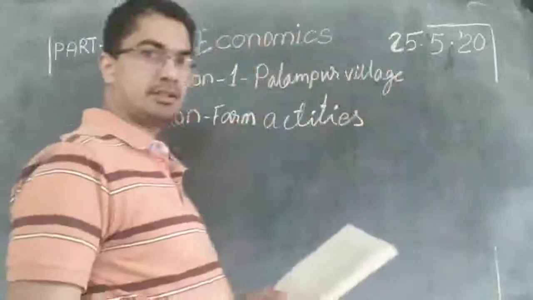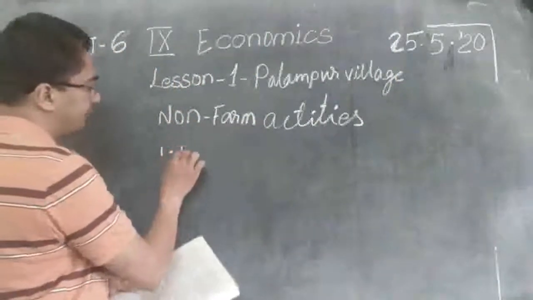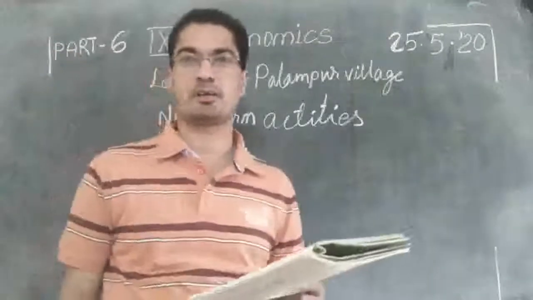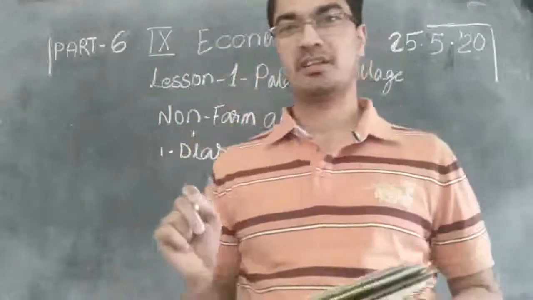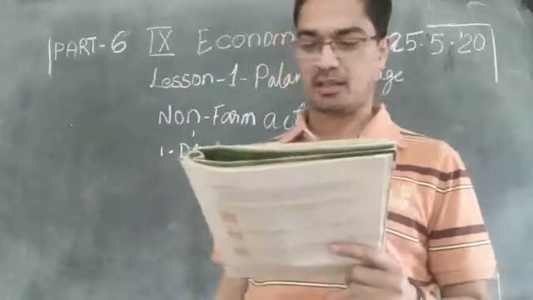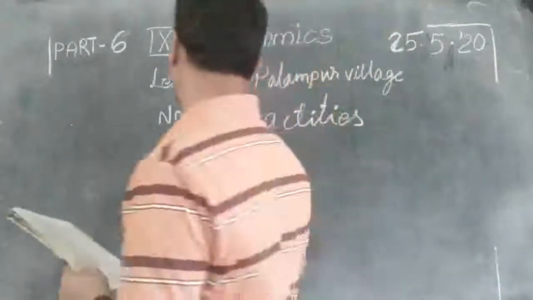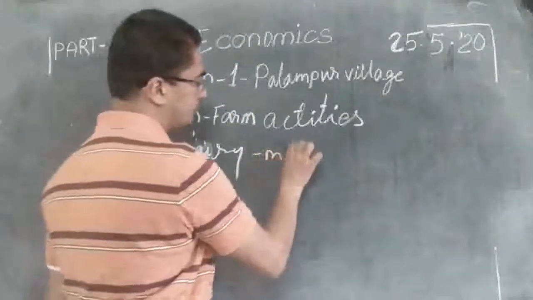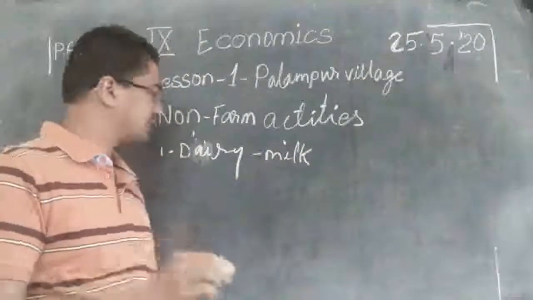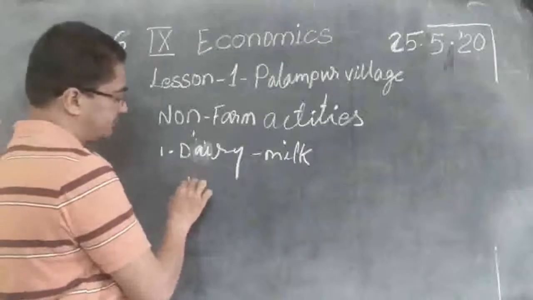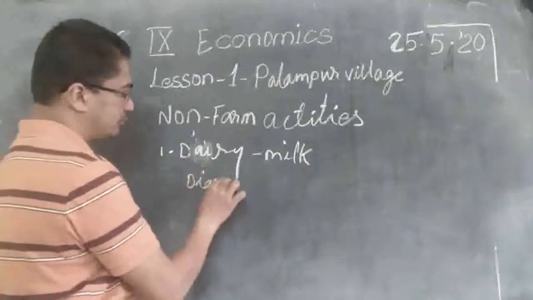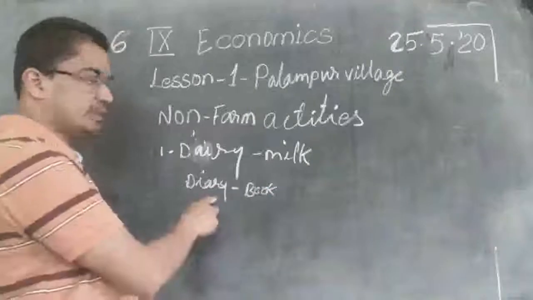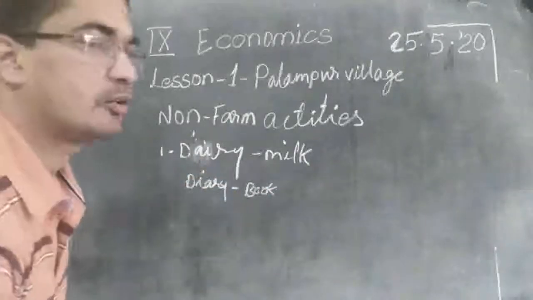So the first activity can be dairy products. What is the meaning of dairy? It's not the diary that we use for writing. That spelling is different. This is DAIRY. Dairy means milk. The other diary that we use for writing is DIARY. This is a book that we use for writing. This dairy means milk, production of milk.